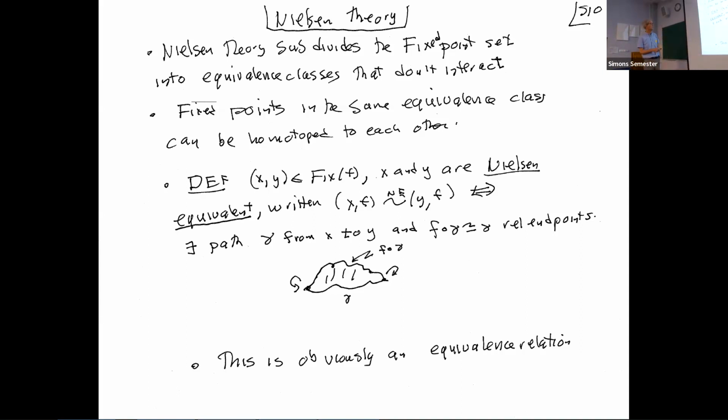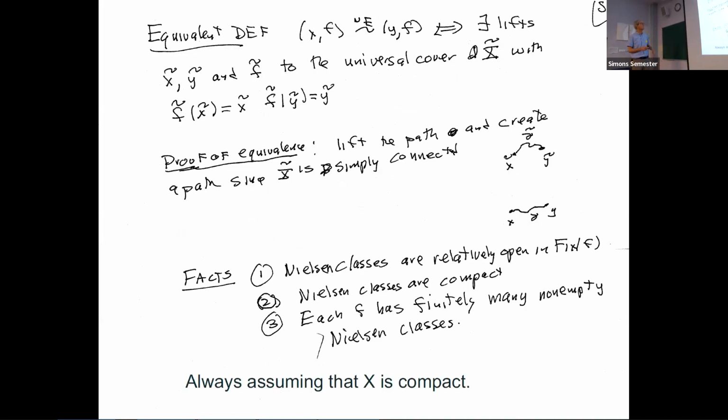All right, so obviously it's an equivalence relation. That's what it means to be Nielsen equivalent: there's this arc that connects you, and under the map, it's homotopic to itself. As an equivalent definition, which is often very useful, work in the universal cover. You're Nielsen equivalent if, in the universal cover, you can lift the map and the fixed points, so the lift of the map fixes both fixed points. The equivalence of these two is fairly easy to prove.